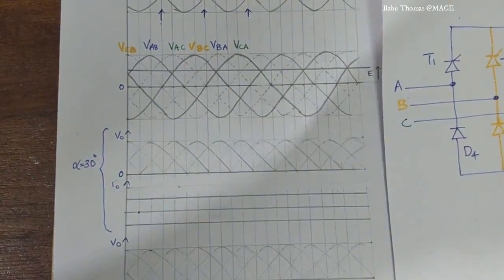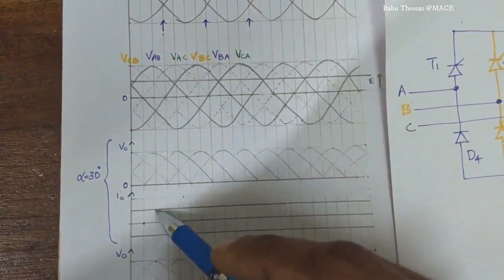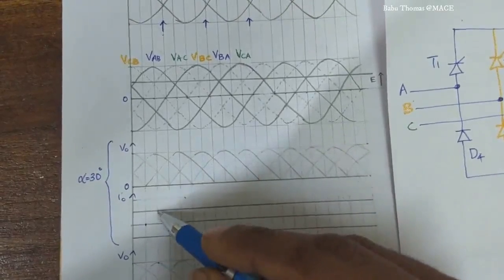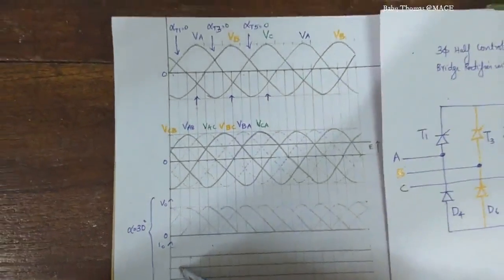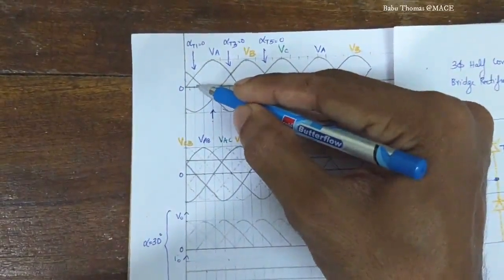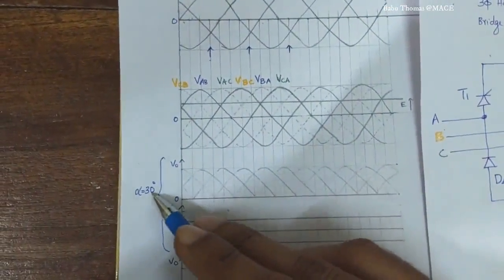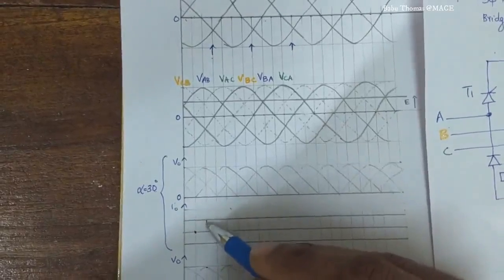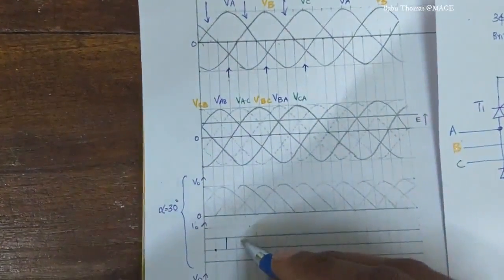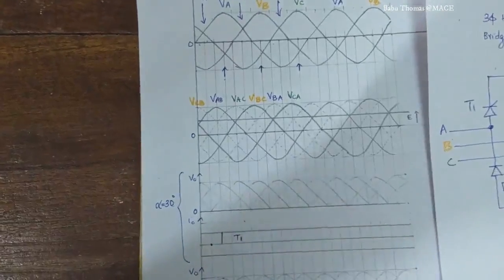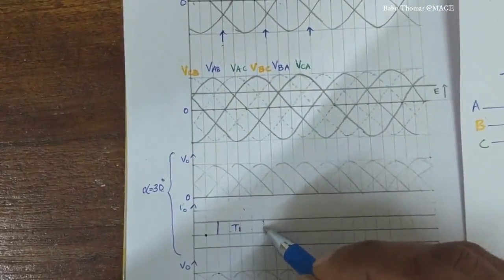Now we are going to plot the output voltage waveform for firing angle alpha equal to 30 degrees. In the same way as in the earlier convention, this is the point when alpha equals 0, corresponding to omega t equal to 30 degrees. Now our alpha is 30 degrees, so 30 plus 30, that is 60 degrees, you have to trigger the thyristor T1. So I will mark it here as T1. T1 will be conducting for 120 degrees, 1, 2, 3 and 4.